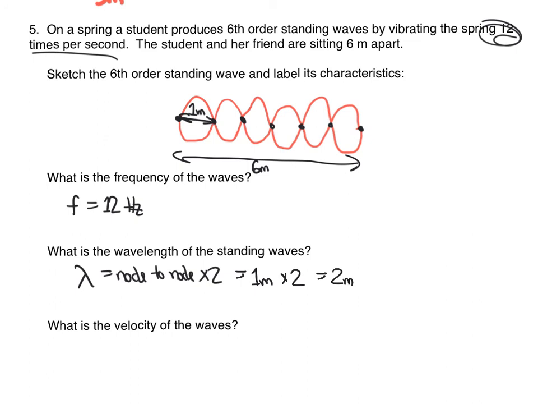Lastly, what's the velocity of the waves? Wave equation is frequency times wavelength, so that's going to be 12 hertz times 2 meters, or 24 meters per second.